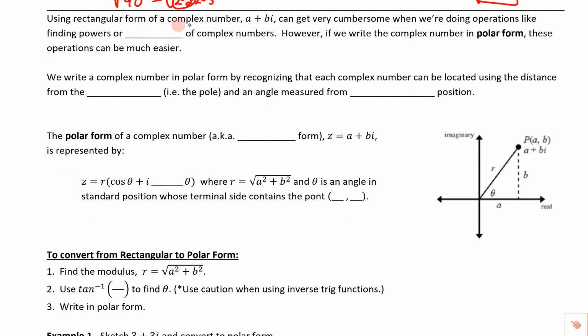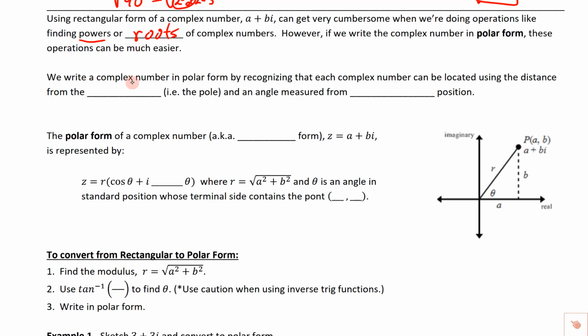When we use rectangular form of a complex number, it can get kind of cumbersome when we're doing operations. When we're adding, subtracting, multiplying, dividing, all those sorts of things, especially when we're finding powers or roots of complex numbers. Now, we're not going to be doing a whole lot of that in this course, but we would like to get a sense of how we can use complex numbers and these type of operations. But one interesting thing is if we write a complex number in what we call polar form, these operations have the potential to be a little bit easier, especially finding powers and roots of complex numbers.